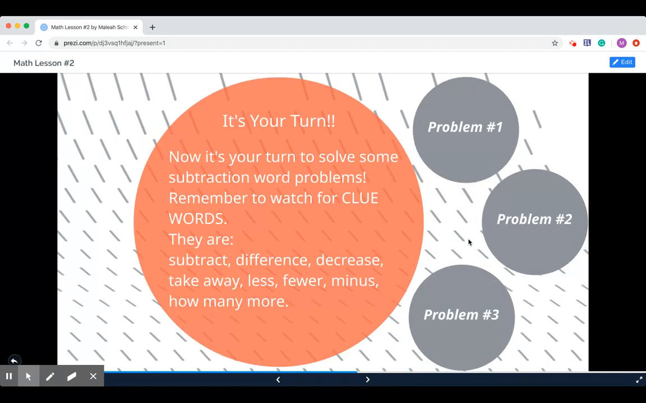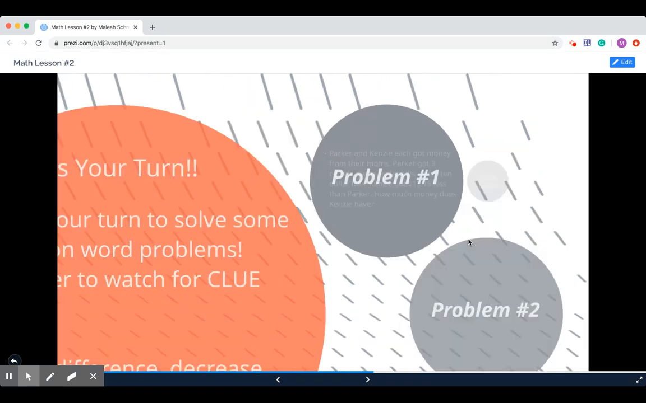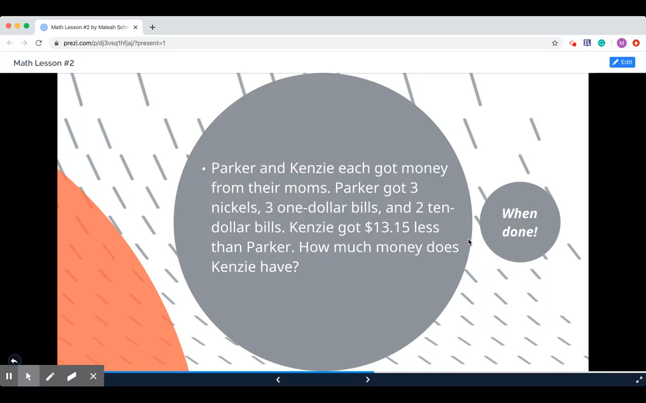So now it's your turn to solve some subtraction word problems on your own. If you feel like you're ready, you can move on and do these. If not, you can pause the video here and go back and watch the examples again. Okay, so now that we're ready to move on, let's remember to watch for our clue words. Our clue words for subtraction are subtract, difference, decrease, take away, less, fewer, minus, how many more, and also how much more. I'll read the problem, then you can pause it to solve it. And after you solve it, we'll move on to the next part.